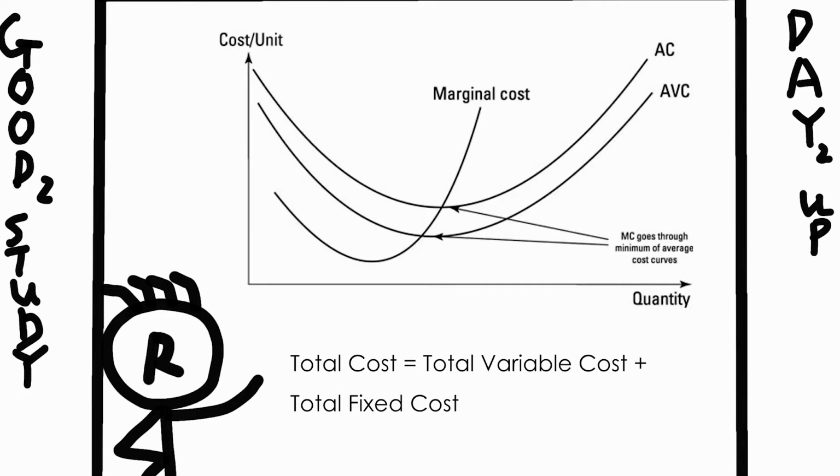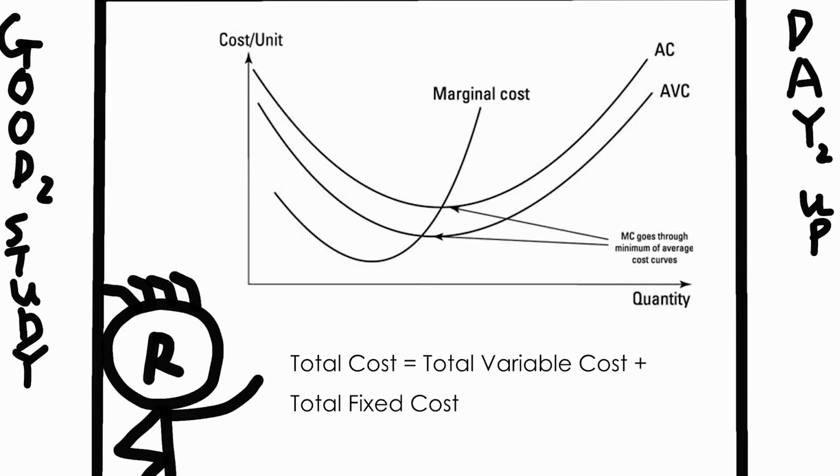So it all depends. You need to really understand the situation and decide which one is variable cost, which one is fixed cost. But in the end, total cost is equal to total variable cost plus total fixed cost. And average cost is equal to average variable cost plus average fixed cost.